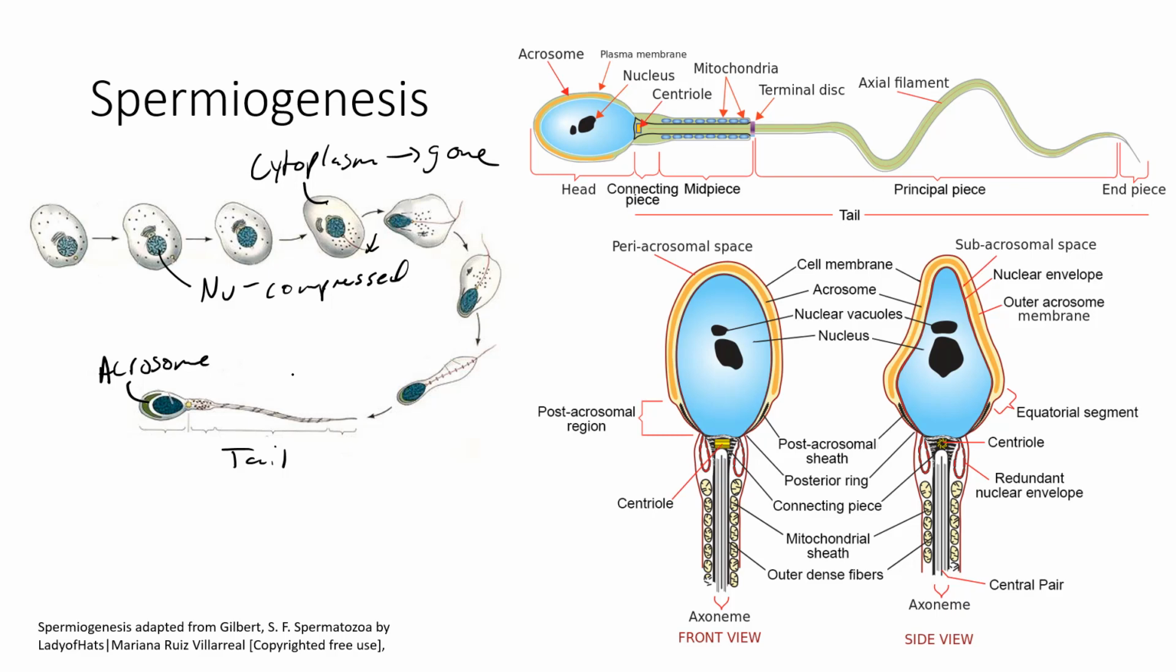If we look at this lovely cartoon of a mature sperm cell by Wikimedia Commons user Lady of Hats, this is a really nice work, and she did this totally for free. She put this thing into the public domain, which is really fantastic. We're going to see that the sperm broadly can be constructed of a head and a tail. The head is going to contain the nucleus.